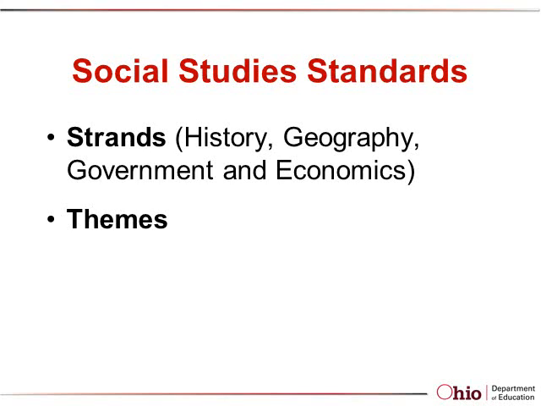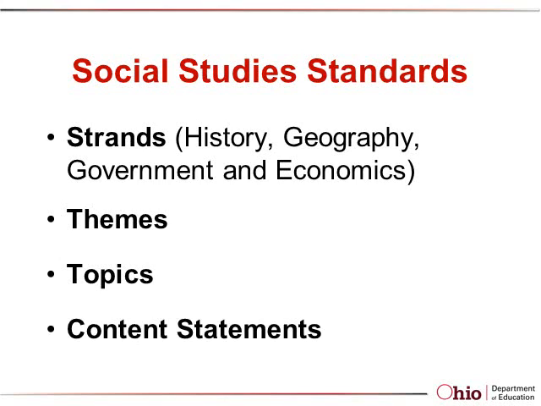For example, the theme for grade 2 is people working together. Topics are the different aspects of content within a strand. For example, in geography, one theme is human systems. Content statements are the essential knowledge to be learned at each grade level or within each course. In grade 8, content statement 20 is: the United States Constitution established a federal system of government, a representative democracy, and a framework with separation of powers and checks and balances.